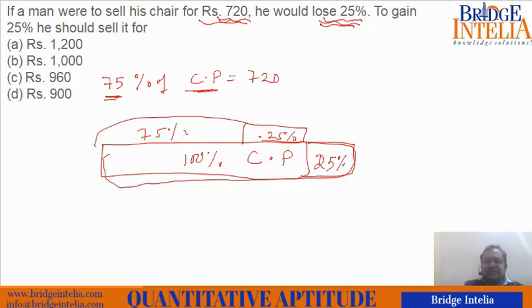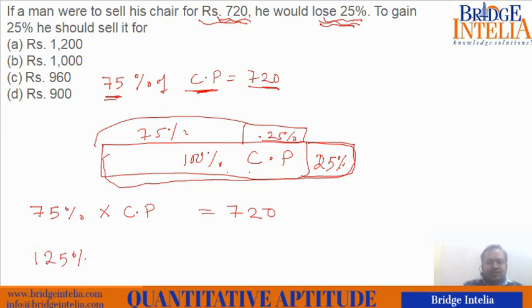75% of something is equal to 720. You want to calculate 125% of the same thing. That means 75% of cost price is equal to 720. Then what is 125% of cost price? So we are trying to calculate this.